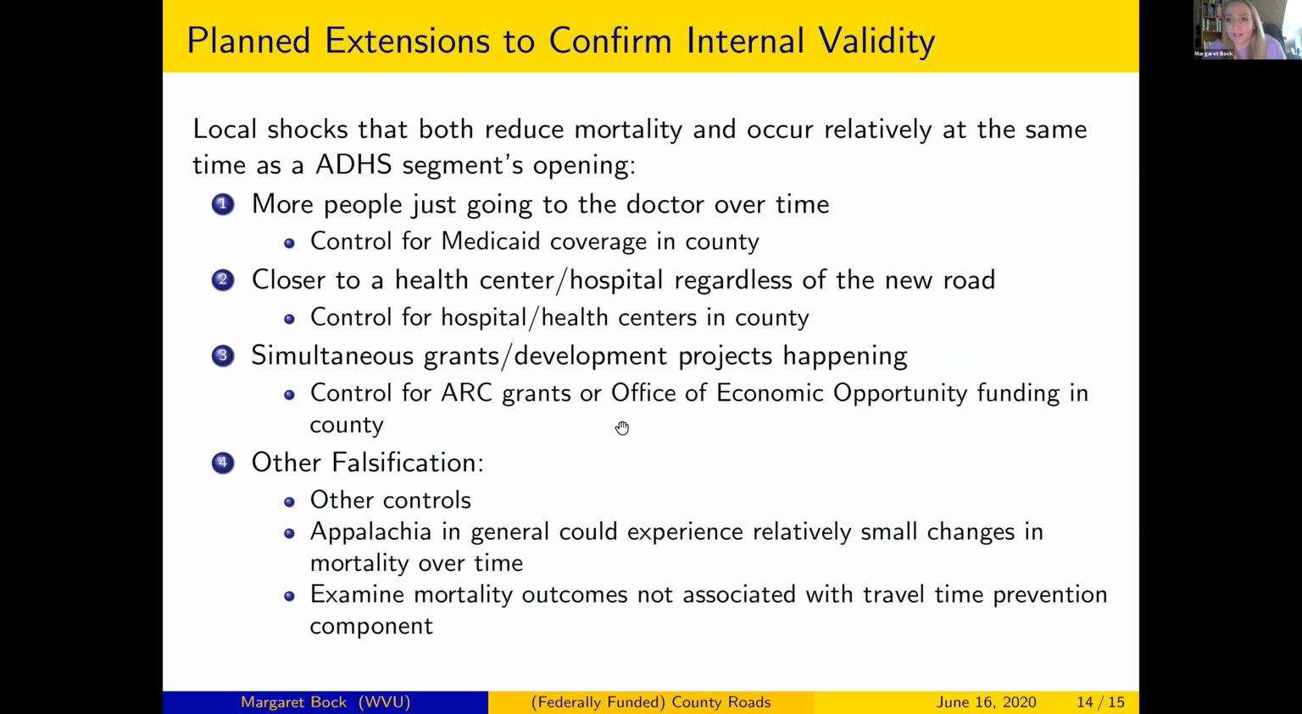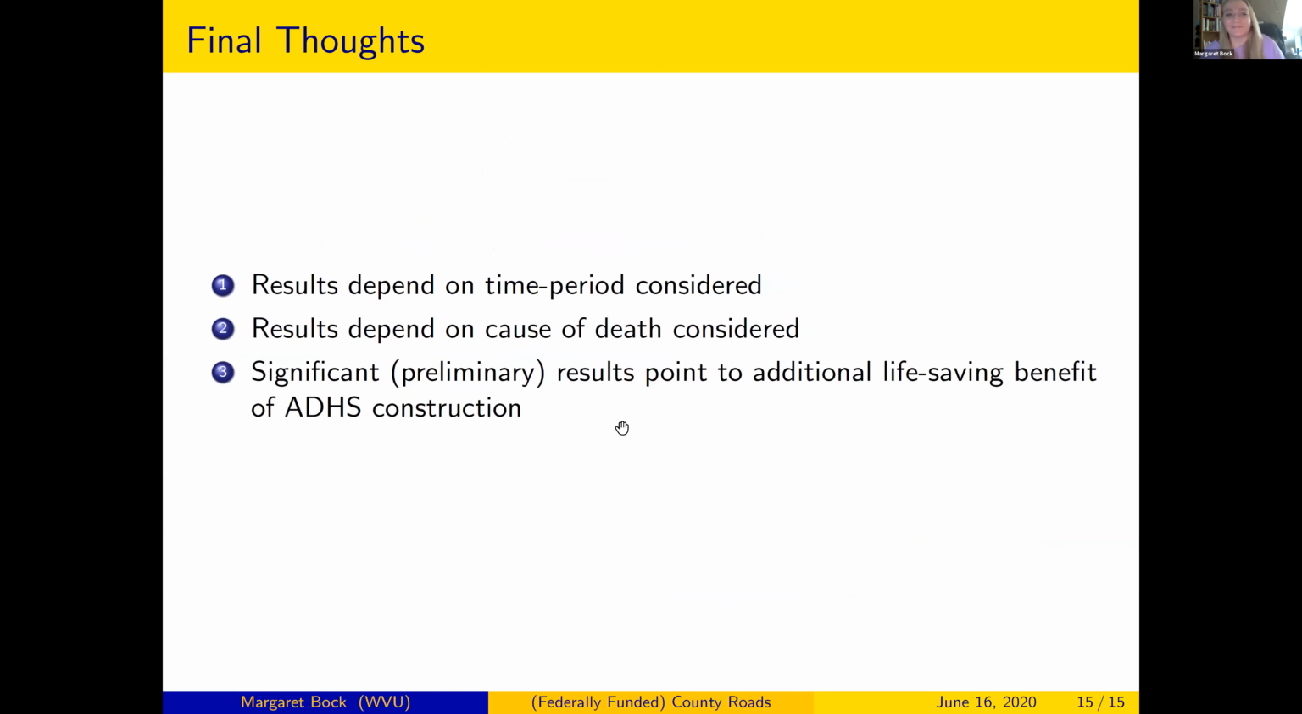And a couple other things that I was thinking to conclude the presentation today is maybe Appalachia in general could experience just relatively small changes over time. So maybe that's why I'm not capturing a lot of significant results in some of my model specifications. So maybe if I pick a couple case study counties and run a synthetic control type model, I might be able to play my case a little bit more that this is the effect that's happening. And then I can also examine mortality outcomes not associated with travel time prevention. So just some final thoughts to conclude the project today.